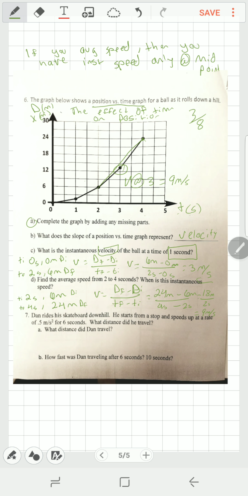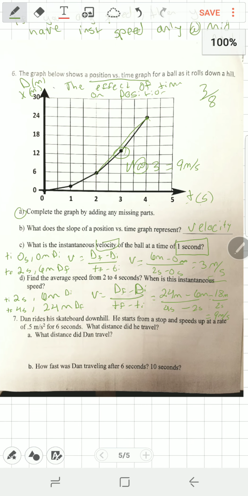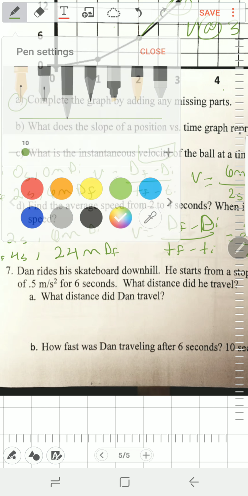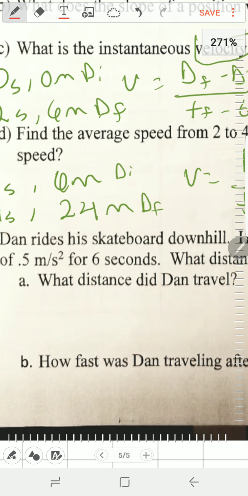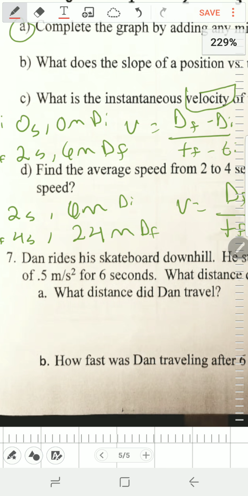Let's answer the rest of these questions so we can end this video. This says, Dan rides his skateboard downhill. He starts from a stop and speeds up at a rate of 0.5 meters per second squared for 6 seconds. So my class knows what I want you to do. Don't even joke around. Come over here and you see these numbers with units, label them immediately. So this is going to be 0.5 meters per second squared. Remember what meters per second squared was? It was an acceleration. So label that a.